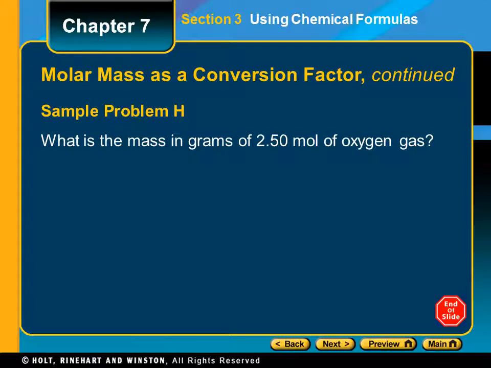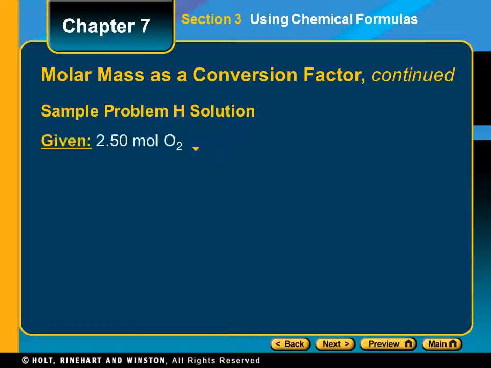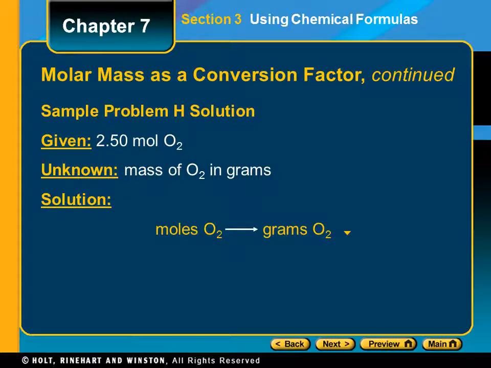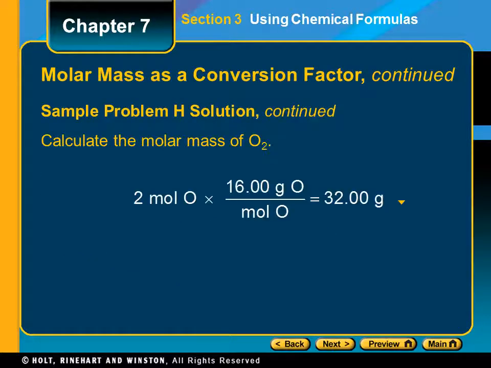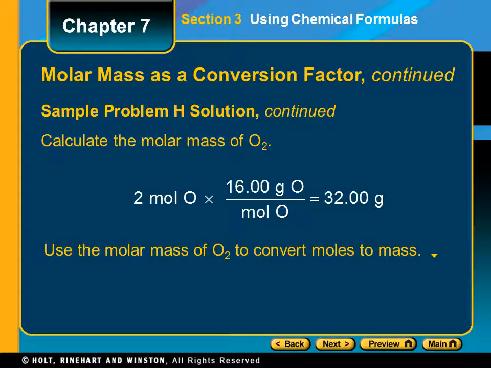So, what is the mass in grams of 2.50 moles of oxygen? You know you have 2.50 moles of O2, and you want to find the mass in grams. The moles of O2 go to grams of O2. So amount of O2 in moles times the molar mass, which is grams per mole, equals the mass. Use the molar mass of oxygen to convert moles to mass.